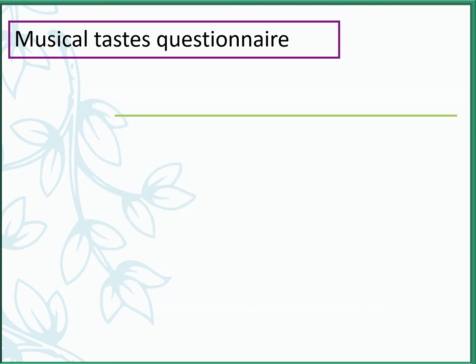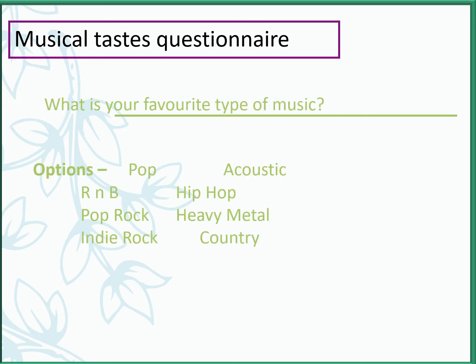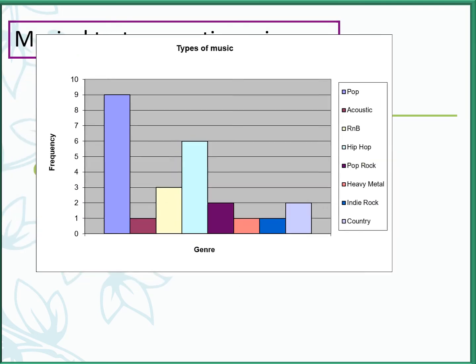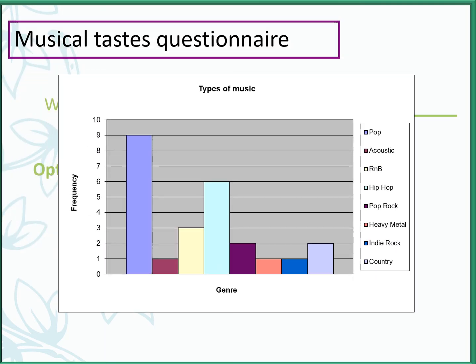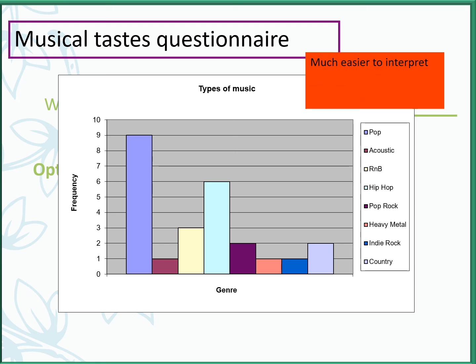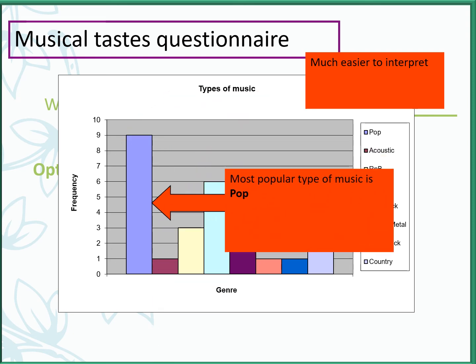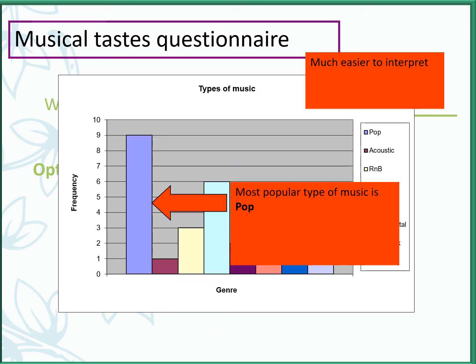Now in this one, I asked a question and gave more options to choose from: what is your favorite type of music? When I wanted to interpret the data and convert it into a bar chart, it was much easier than before. And then I noticed that the most popular type of music was pop.